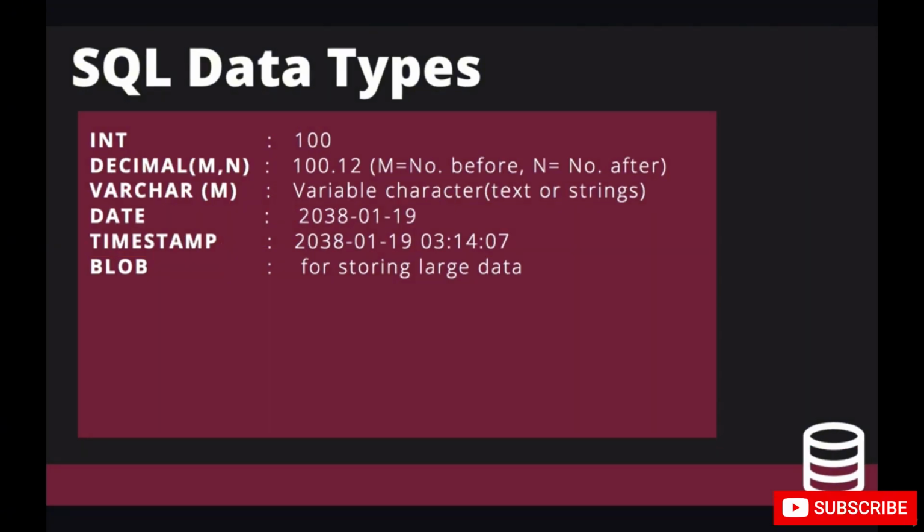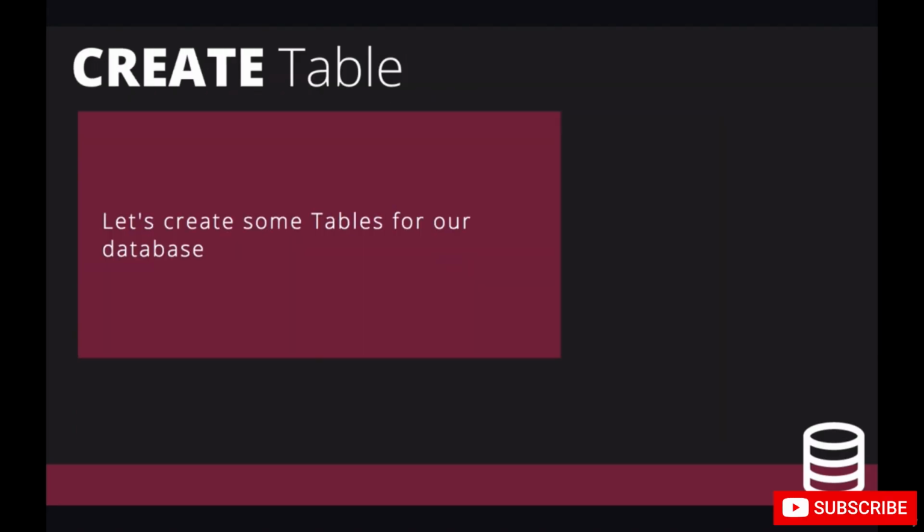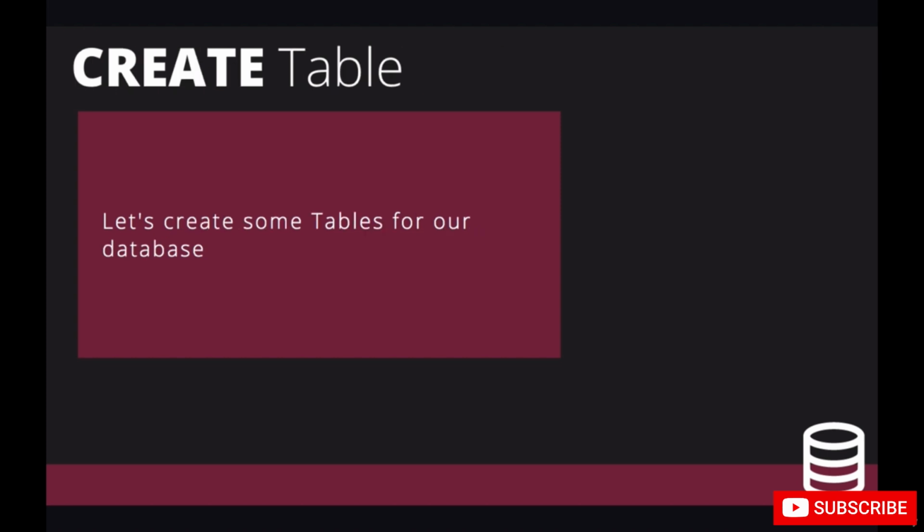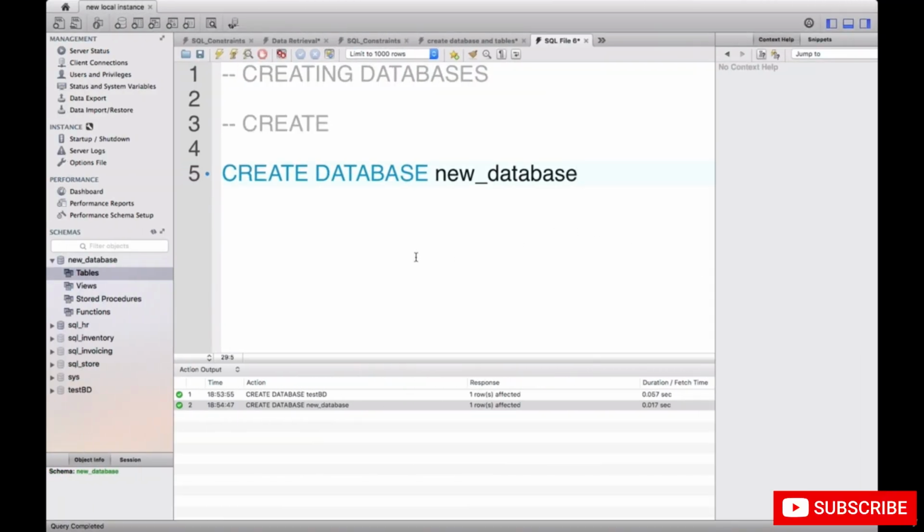All right, so now we're going to see how we are going to create a table, and then how we're going to insert data into the created tables. Let's first create our first table. Let's go into the workbench and see how we're going to create it. I'm going to use the same file that we created our database in. Now we can see that we have the new database that we created there.